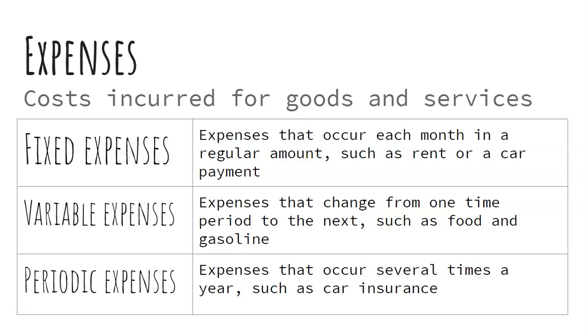And then the last type of expenses are periodic expenses. And these are expenses that occur several times a year, like car insurance. Some people pay car insurance once a month. Some people pay it quarterly. So that would be once every 3 months. So 4 times a year, they would be paying car insurance. Different things like that are considered periodic expenses. Usually, most people don't have a lot of periodic expenses because most of our expenses come every month. We do have to pay for things on a month-to-month basis.